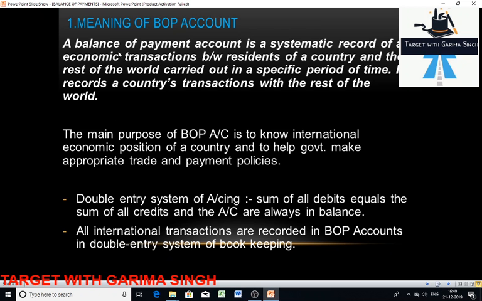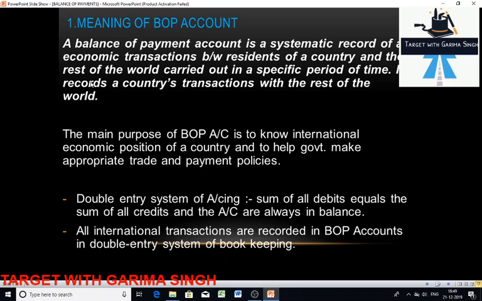Meaning of balance of payment account, as you can see here. So a balance of payment account is a systematic record of all economic transactions between residents of a country and the rest of the world carried out in a specific period of time. It records a country's transactions with the rest of the world.